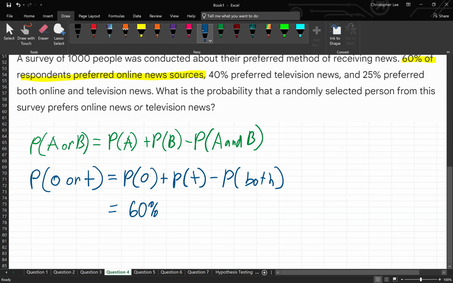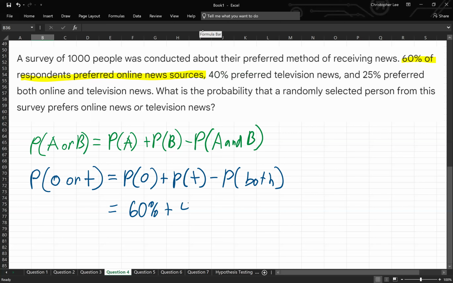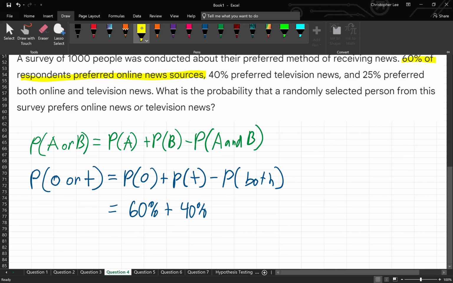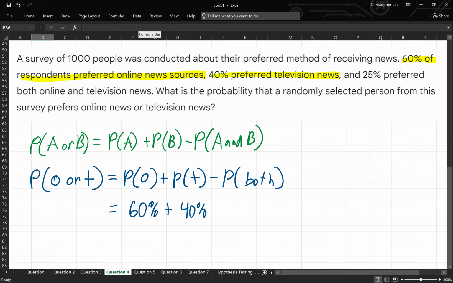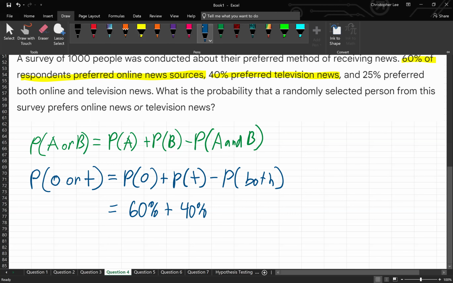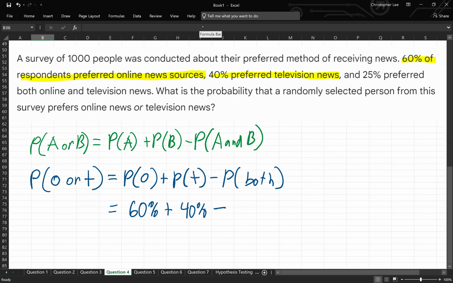Plus the probability of television, which is 40%. Very good. That was given right here. All right. And then we want to minus the probability of both online and television news, which was 25%. And that was given right here.